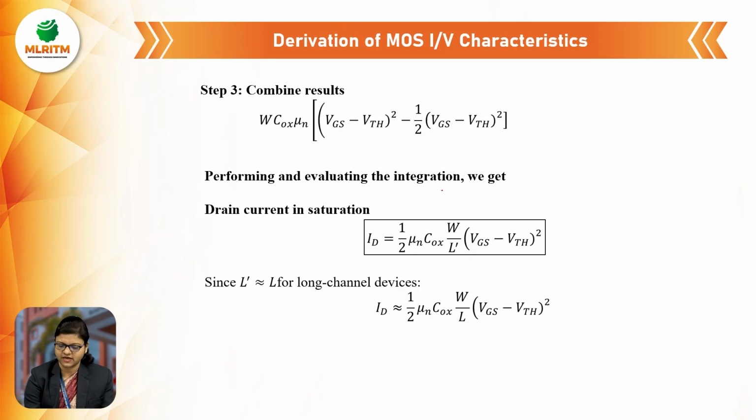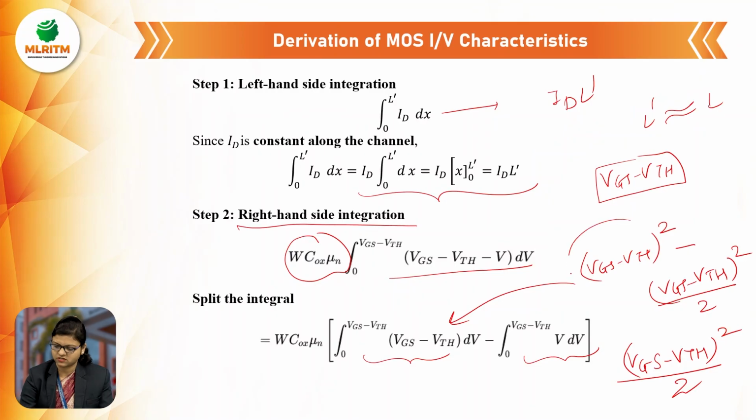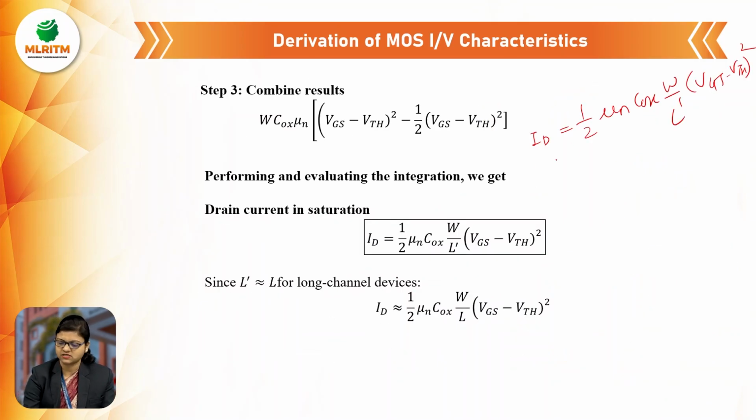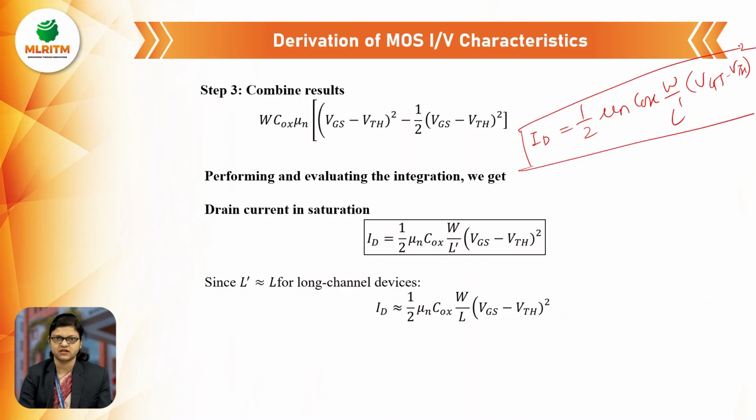So finally you will get that ID is equal to, again L will go to the right hand side, Cox W by L dash, VGS minus VTH whole square, because from the complete VGS minus VTH whole square we have subtracted the 1 by 2 term. Half VGS minus VTH square is subtracted, so we get half VGS minus VTH whole square. So this is the formula for the saturation region current equation.